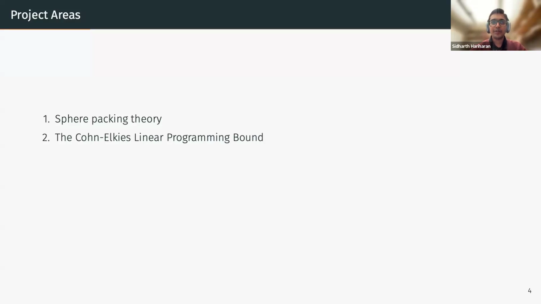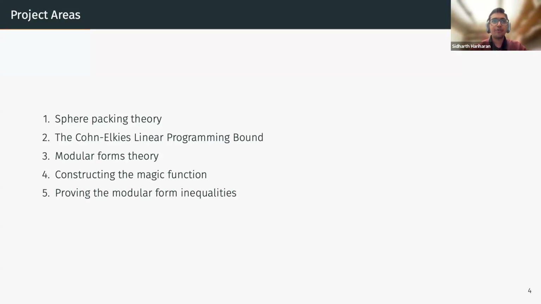Modular forms theory is another area, and this is something that Chris will talk about in more detail. Constructing the magic function is something that I'm, again, very actively working on. So constructing the special function from R^8 to R and proving that it satisfies certain properties, such as being a Schwarz function. The function itself is constructed. I'll talk a little bit about how it's constructed and some of the remaining goals. There are some to-dos, but there's been a lot of progress lately on this area of the project. And finally, there's proving the modular form inequalities, which is Seewoo's area of expertise.